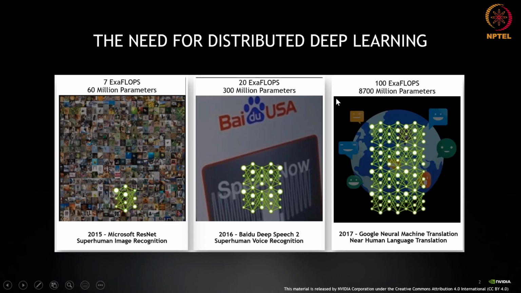Then in 2017, we talk about Google Neural Machine Translation, and the parameters reached a few billion. We are not talking about millions, but now billions of parameters that need to be trained, and we are talking about a few exaflops of training that was supposed to be done to make all of this work. Now look at the number of parameters that need to be trained for realistic, real-world examples that we want to solve, and the amount of computation required to do that.